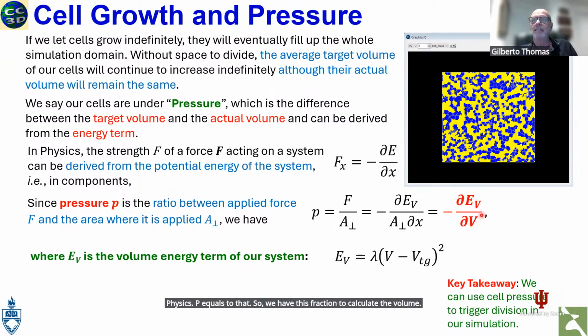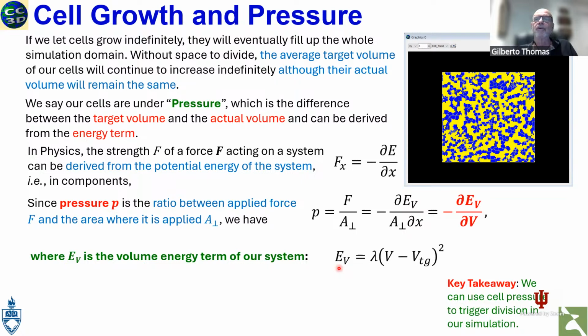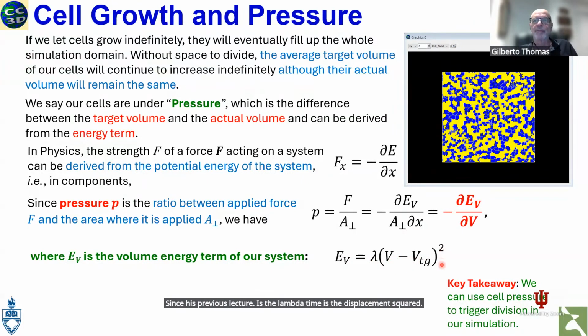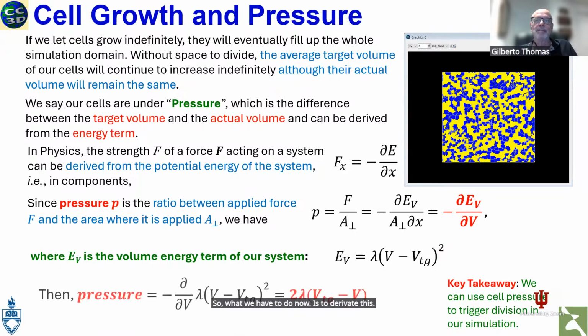So we have the expression to calculate the pressure: the derivative of the volume energy with respect to the volume of the cell. Well, the energy of the cell is that. We know that already since the previous lecture. It is lambda times the displacement squared. So what we have to do now is to derive this expression with respect to the volume, like this, and get this expression.